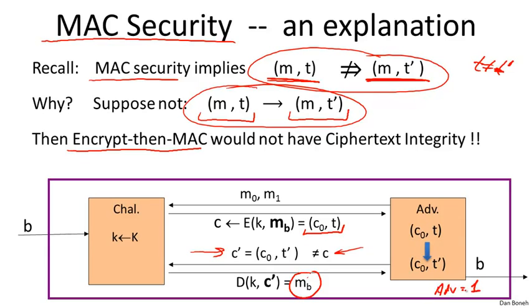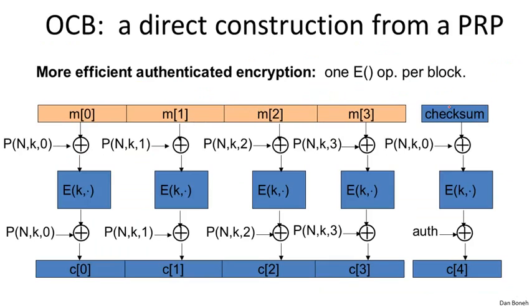And so again, if our MAC security did not imply this property, then there would be a chosen ciphertext attack on encrypt-then-MAC, and therefore it would not be secure. So the fact that we defined MAC security correctly means that encrypt-then-MAC really does provide authenticated encryption. And throughout, all the MACs that we discussed actually do satisfy this strong notion of unforgeability. So interestingly, this is not the end of the story.